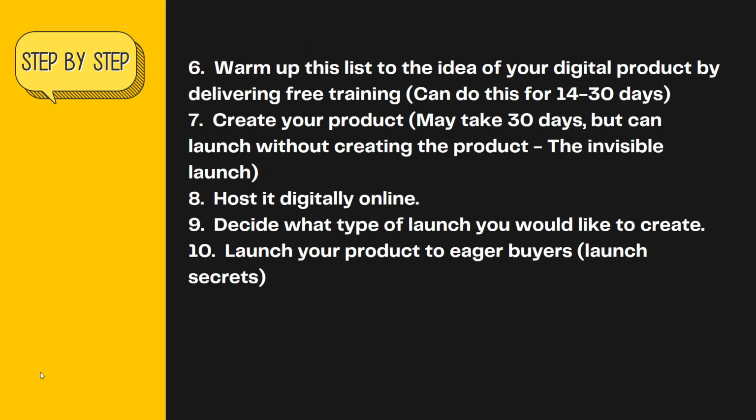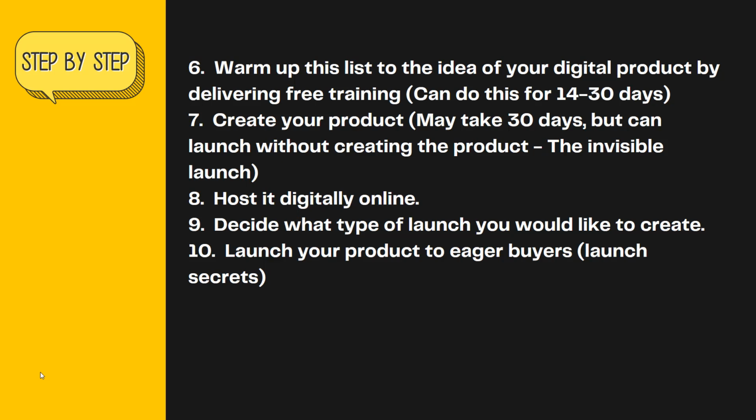Now, step number 6 is you want to warm up your list to the idea of your digital products by delivering free training. That's similar to what I'm doing right now, and you can do this. This can take up to about 14 to 30 days. So basically, you could deliver free training while you're actually building your product. And what you're going to be doing as a result of this is building your list, building your community, and warming them up.